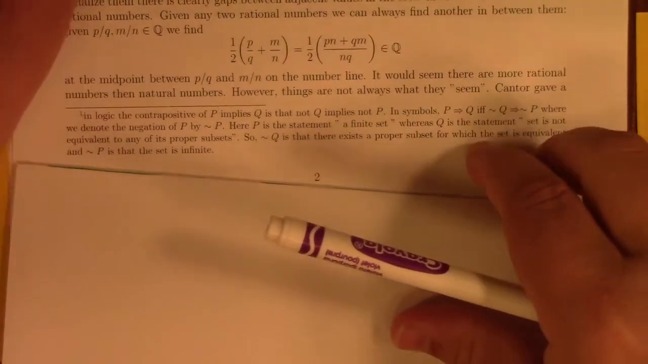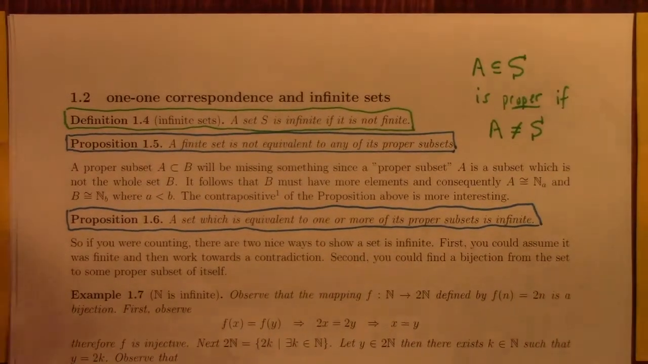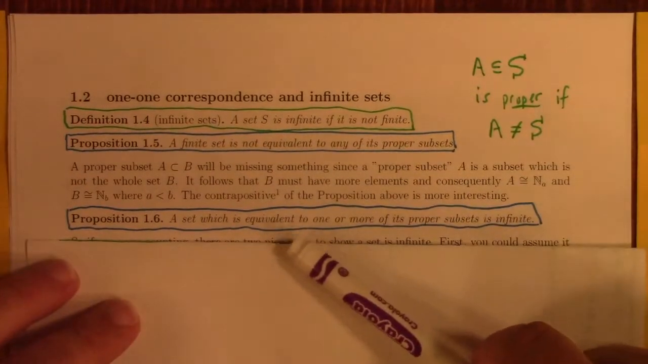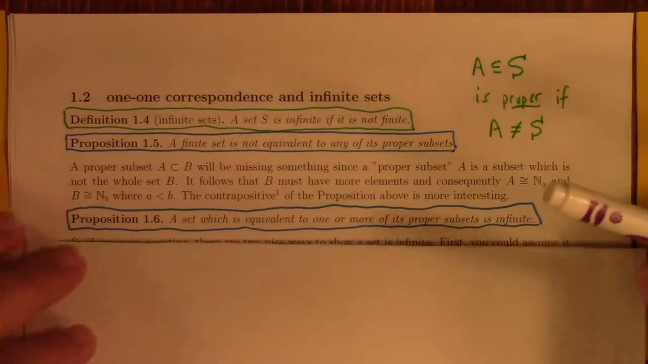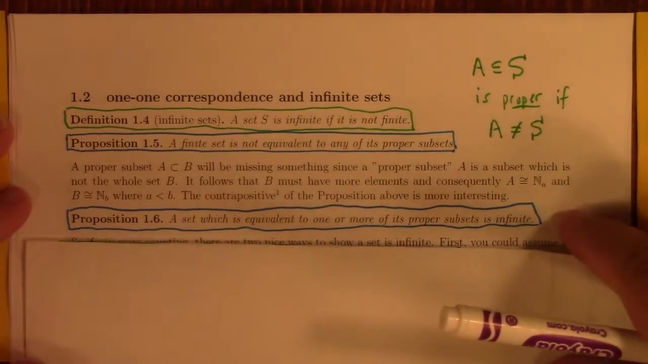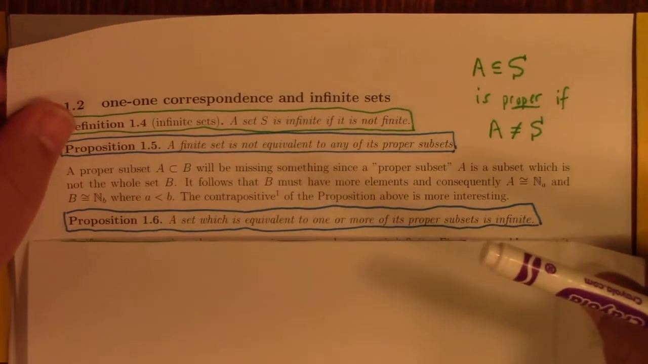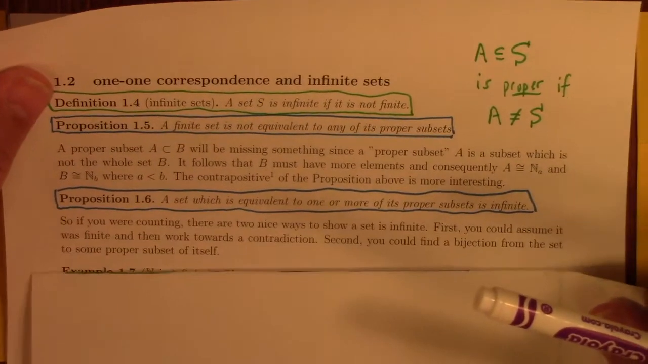So that's proposition 1.6, in fact, which is the contrapositive of proposition 1.5, namely a set which is equivalent to one or more of its proper subsets is infinite. And that's pretty neat because it gives you a kind of cool way to show things are infinite, if you can just find a proper subset which is equivalent to the given set.